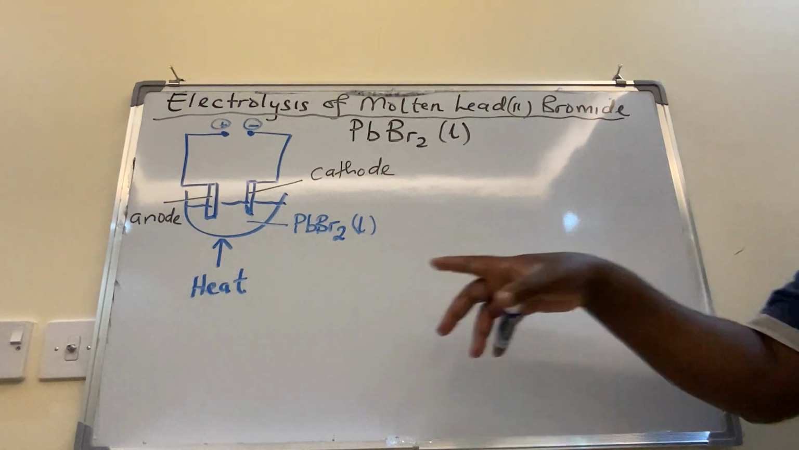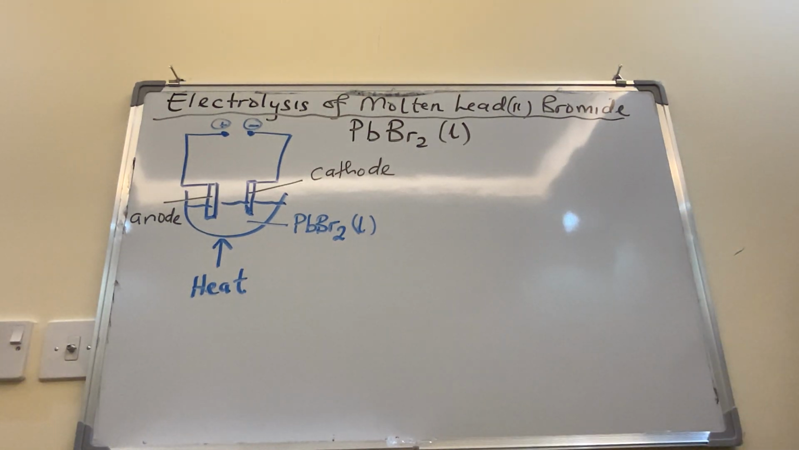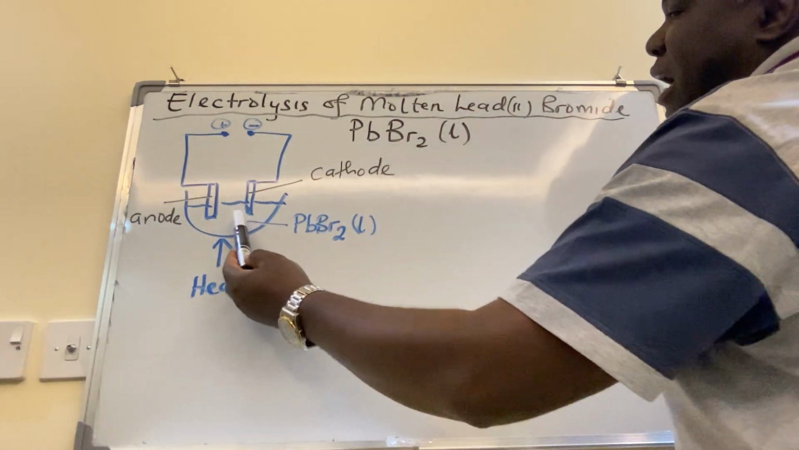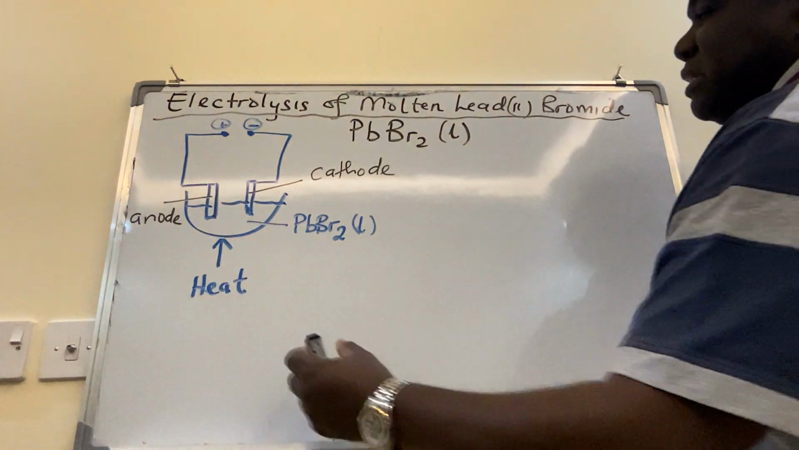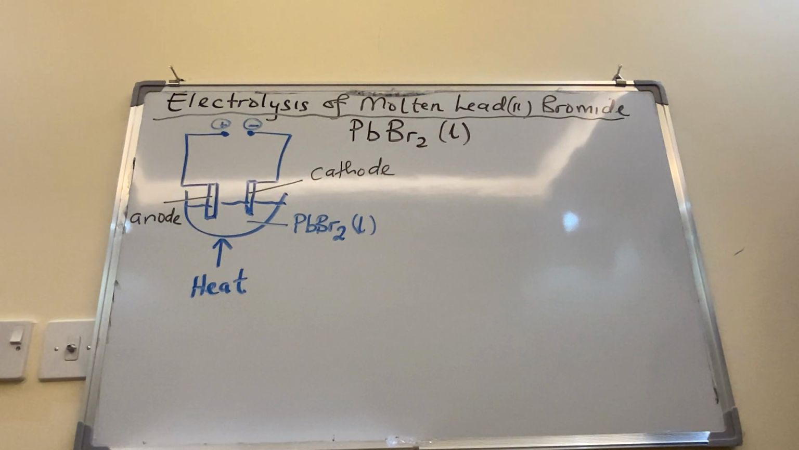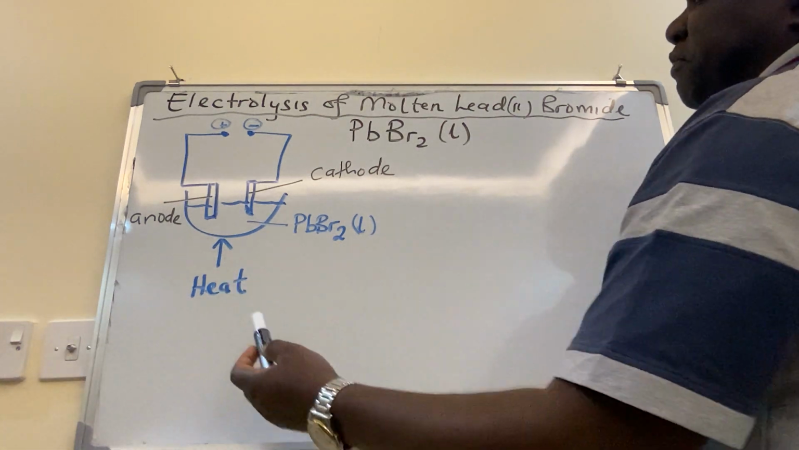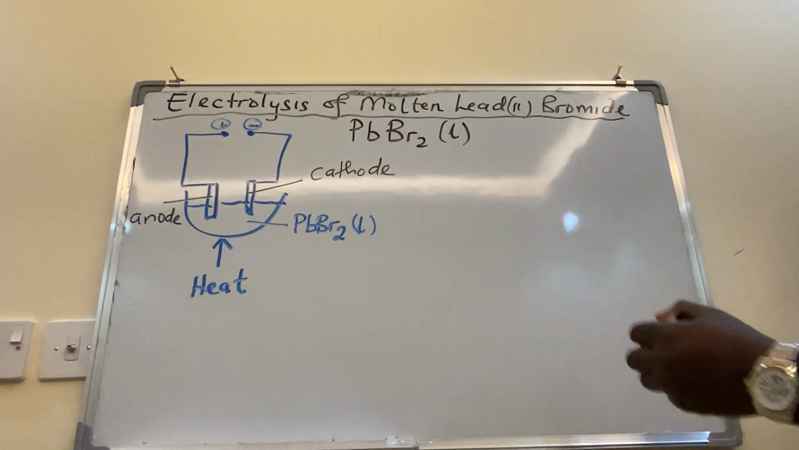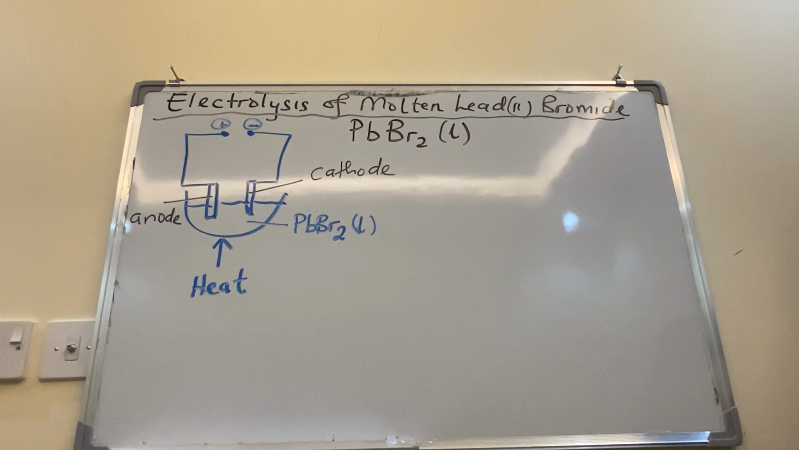This heat is meant to ensure that the ions, lead ions and bromide ions, are always mobile. Otherwise, if we remove heat, our electrolyte will solidify, and the process of electrolysis will actually stop. So it's important for us to have a source of heat here so that we have our electrolysis process happening continuously.